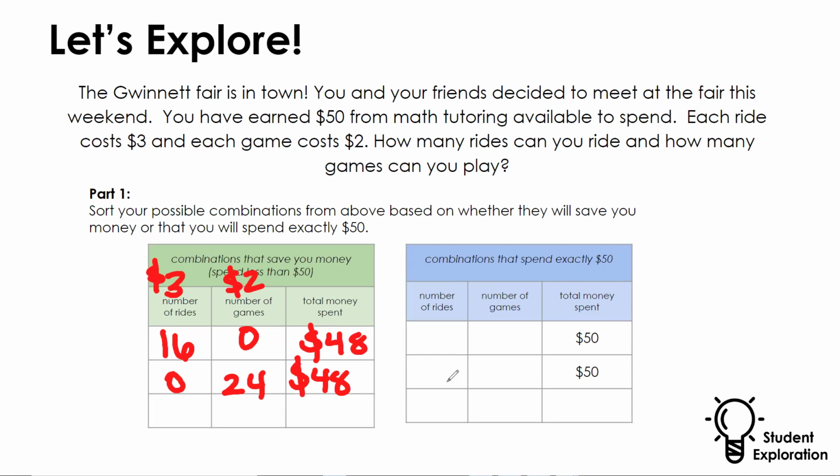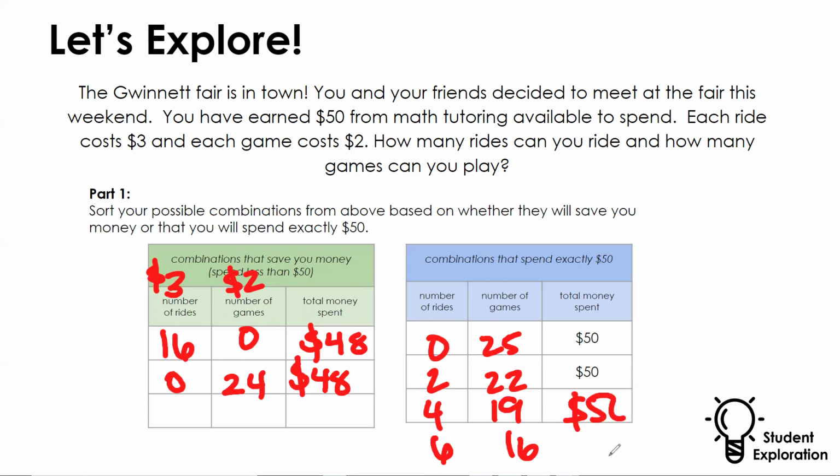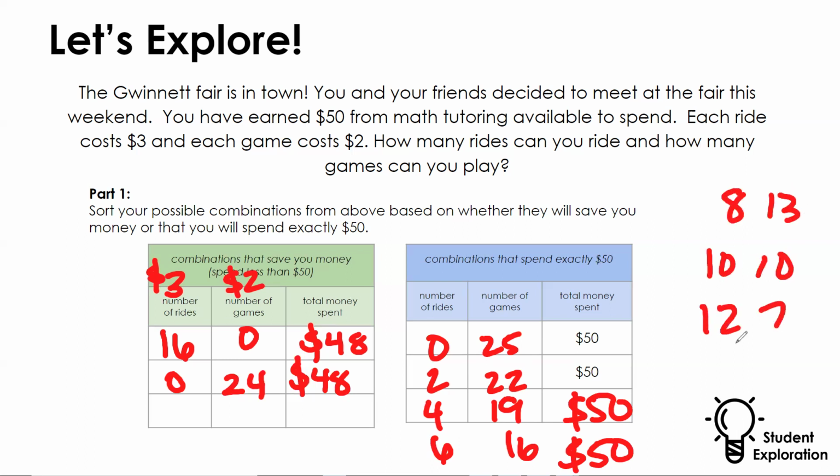Okay, so hopefully you took a moment to fill in your chart. I would have gotten 0 and 25 for one, 2 and 22 for the other. 4, 19, 6 and 16 would also get you exactly 50. Okay, and then other possible ones, 8 and 13, 10 and 10, 12 and 7. So hopefully you filled that in on your paper.